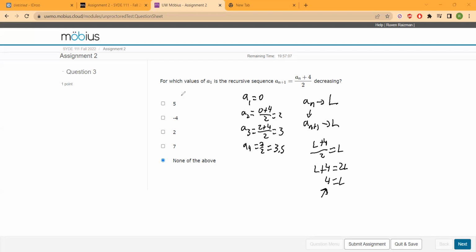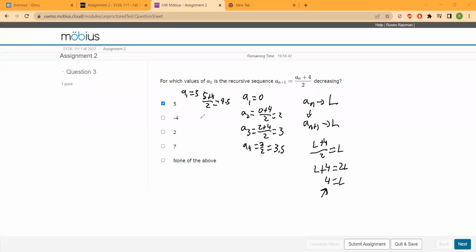If a_1 is 5, then we're going to get (5 + 4)/2, which is equal to 4.5. Now 4.5 is bigger than 4. So as the sequence continues, the limit is 4, so it's going to have to go down.